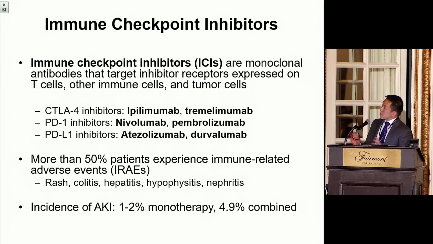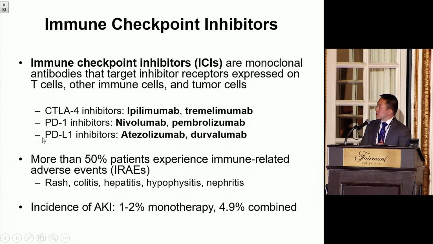So let's talk a little bit about immune checkpoint inhibitors, which have gained a lot of attention in the last few years. So immune checkpoint inhibitors are monoclonal antibodies that target inhibitor receptors that are expressed on T cells, other immune cells, and on tumor cells.